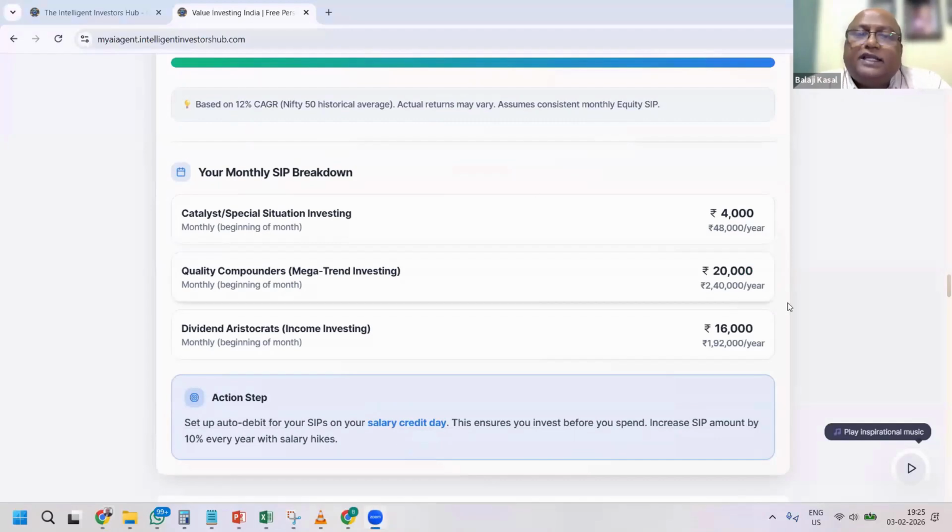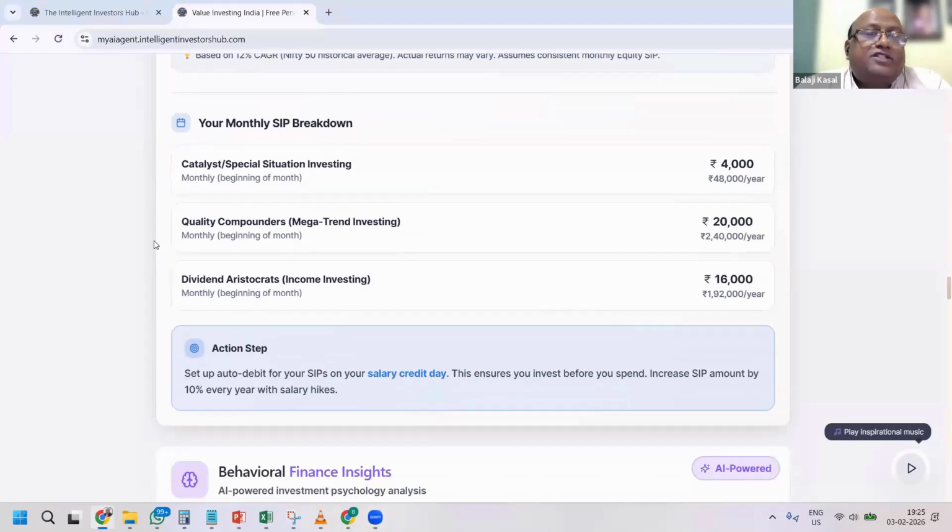Again, how should I break down my different categories? First, catalyst specialization investment, like merger, acquisition, turnaround, new expansion, those kinds of companies, 4,000 rupees monthly or 48,000 annually. You can do it in bulk based on opportunity or month-wise, whichever you are looking for. Then the quality compounders for mega trend long term, 20,000, and dividend aristocrats, right? Dividend paying companies and so on.